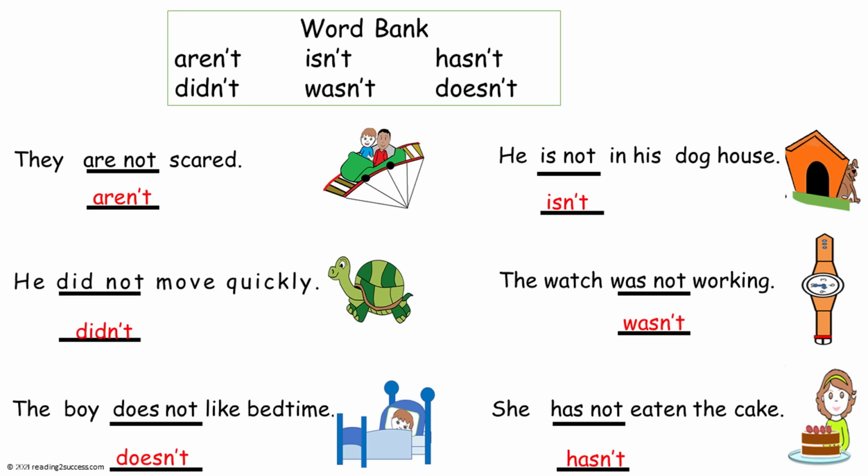The first sentence, the two words are and not, and the contraction is aren't. Then we have did and not, and the contraction is didn't. Does and not, doesn't. Is and not, isn't. Was and not, wasn't. And our last sentence, has and not, the contraction is hasn't.